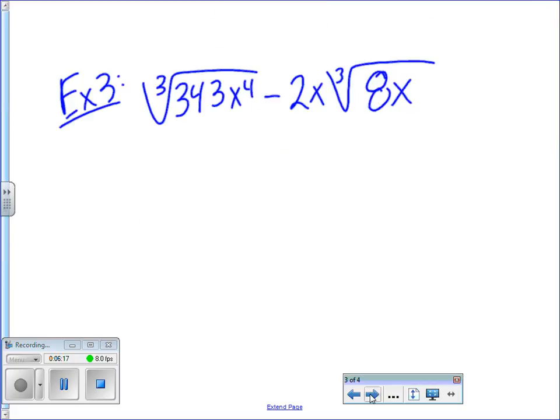Let's do another example. Cube root of 343x to the 4th minus 2x cube root of 8x. Okay, so the roots are the same, but the radicands are not.